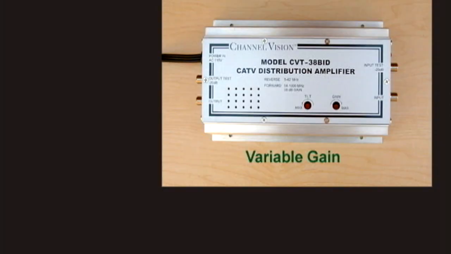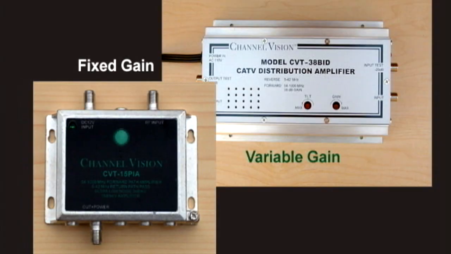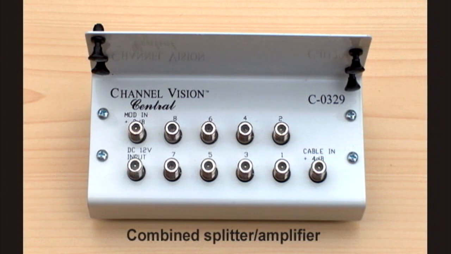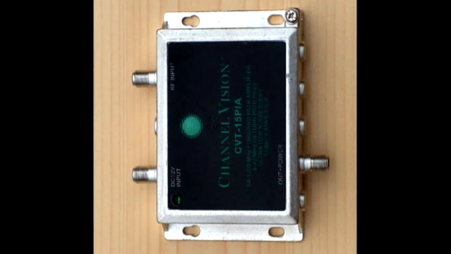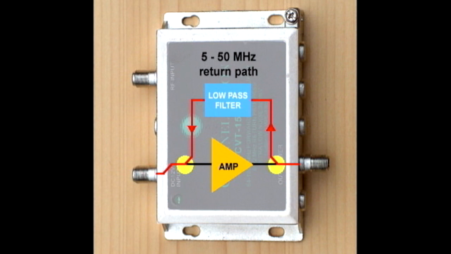Amplifiers come in both variable gain and fixed gain models. Fixed gain amplifiers are typically available for 10, 15, and 20 dB gain. In residential applications, the distribution amplifier is often combined with splitters in one package, since the two are so commonly used together. One input is amplified to several outputs. To support cable set-top boxes, many distribution amplifiers have a 5 to 50 MHz return path built in to allow upstream signals from the set-top box back to the cable company's central office.